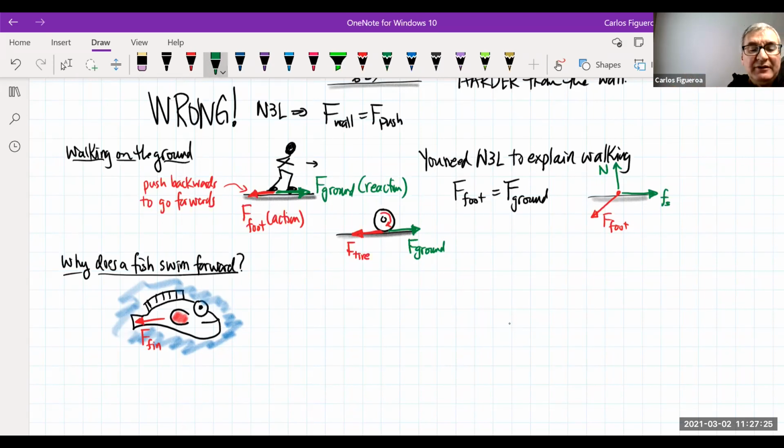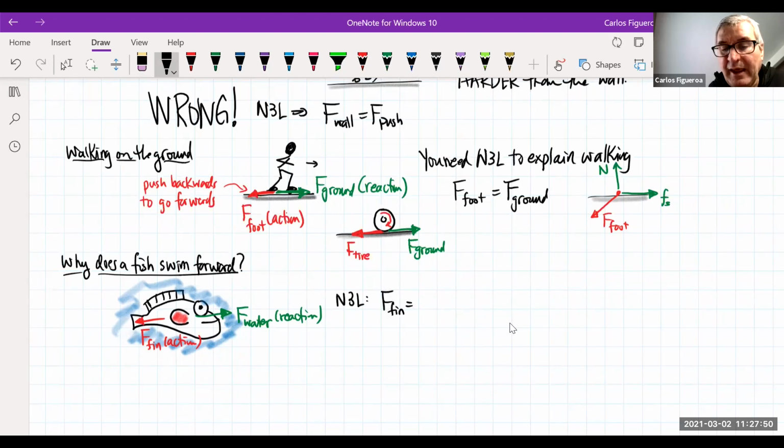So what actually makes the fish go forward? Not the fin. It's the push of the water off the fish, right? So here's my reaction, and over here is my action. These forces always have to be the same, right? Newton's third law is very clear. It says that the force of the fin has to be the same as the force of the water. We're only talking magnitudes, of course.